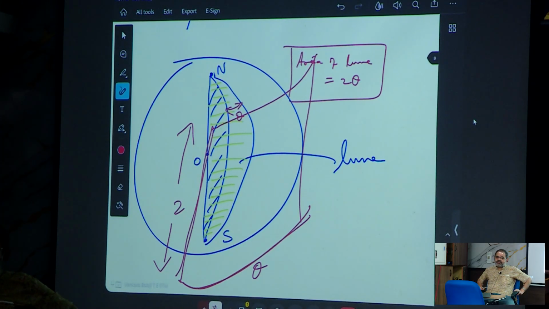And why is this true? This is because of Archimedes' theorem. If I take that loon and project it on the cylinder, I'll get a vertical patch which I can fold out to be a rectangle. So the area of this loon is 2 theta.